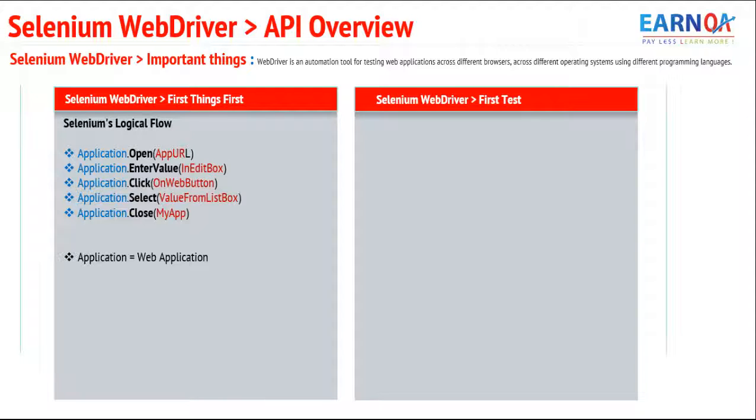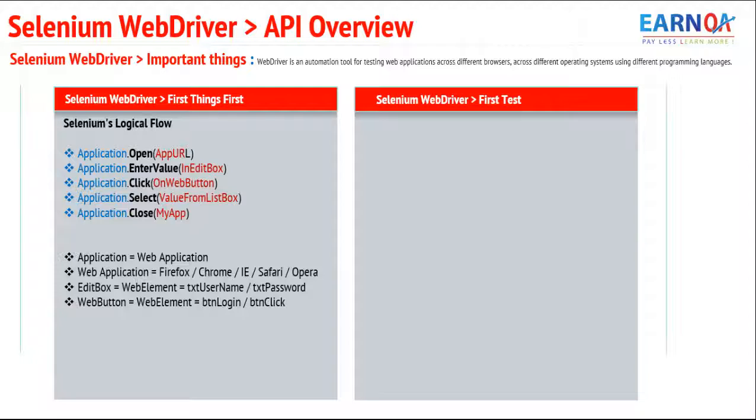When we say application, that can be any web application. When you say web application, we need to open that in a certain browser. It can be Firefox, IE, Opera, Chrome, or Safari. Some browser we need. When I say edit box, it is a web element, for example a text field like username or password. When I say web button, it is also a web element, like a login button or click button.